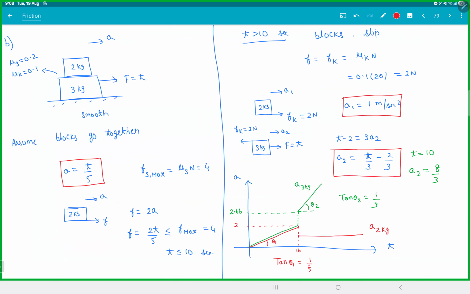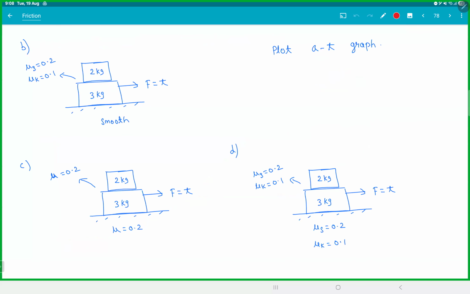Now can you do the D part? Mu S, mu K ground and between the blocks. There, if you see, I'm just adding one after another. I think if you can get this, I think with two blocks you can handle most of the models.